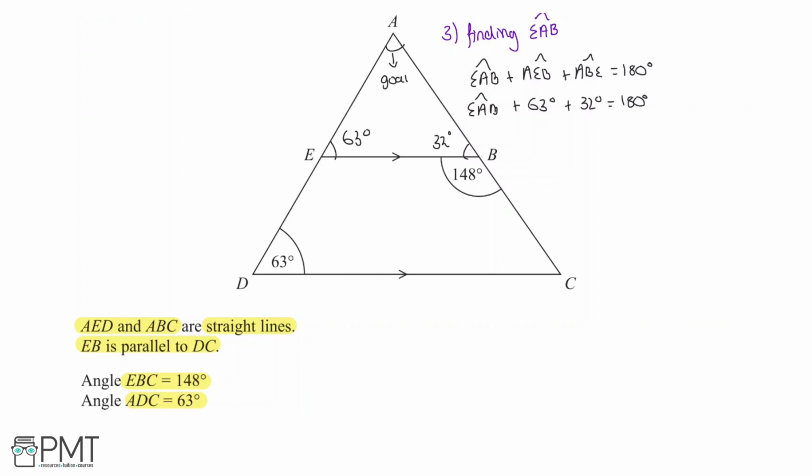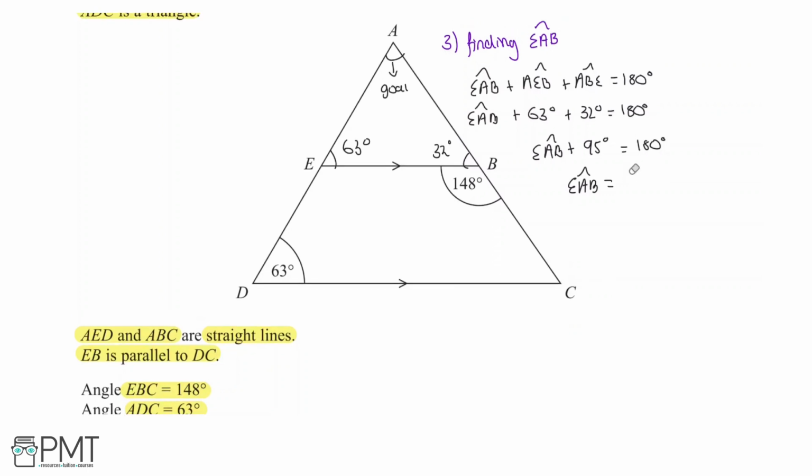Okay, so we will have 95, so EAB plus 95 degrees equals 180 degrees. EAB is 180 degrees minus 95 degrees.